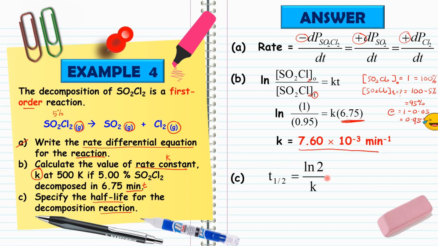Right, next, specify the half-life for the decomposition. You can directly use the half-life formula for first order: t half equals ln 2 over k. Substituting the value of k that we already calculated, we get the half-life for the decomposition as 92.2 minutes.